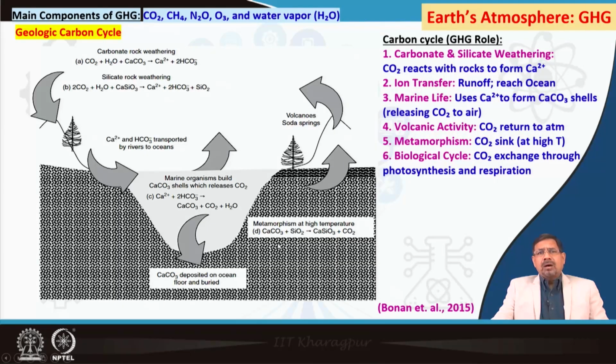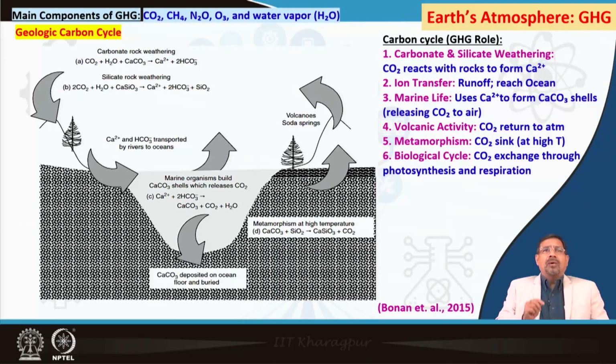And then with metamorphism at high temperature, calcium carbonate plus silicon oxide again gives back the earlier formation, and carbon dioxide is again released. So, this metamorphism leads to carbon dioxide release at high temperature, and in terms of the biological cycle, the carbon dioxide exchange through photosynthesis and respiration, which we are not discussing here.